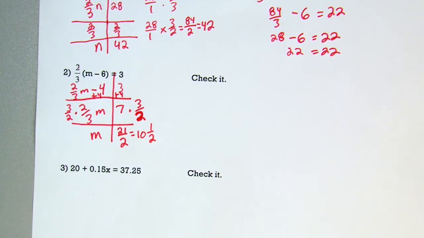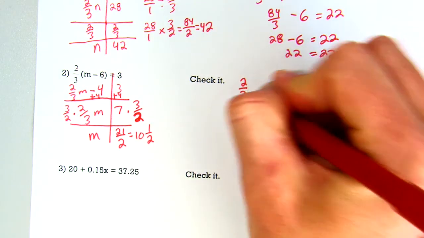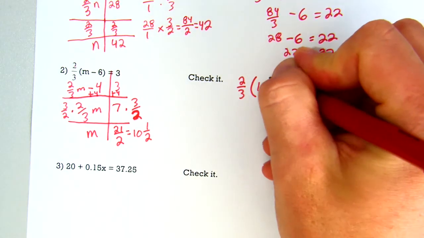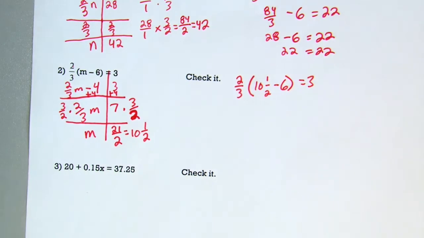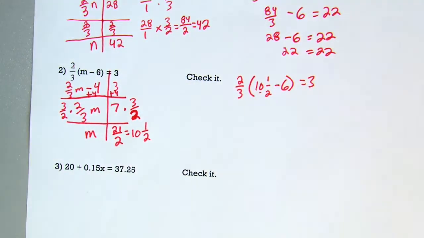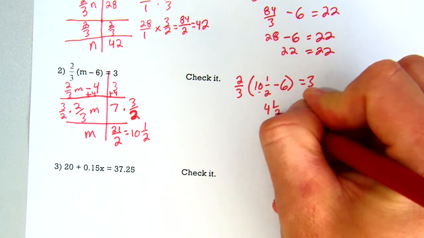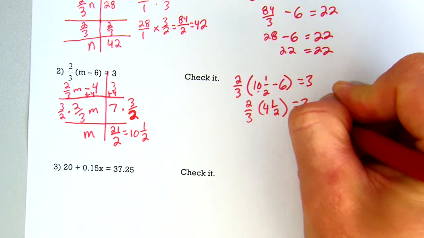So let's go ahead and check to see how we did here. So I do 2/3, and I'm going to do 10.5 right here, minus 6 over 3. Go ahead and solve what's inside my parentheses first. 10.5 minus 6 is 4.5. And there's 2/3 equals 3.